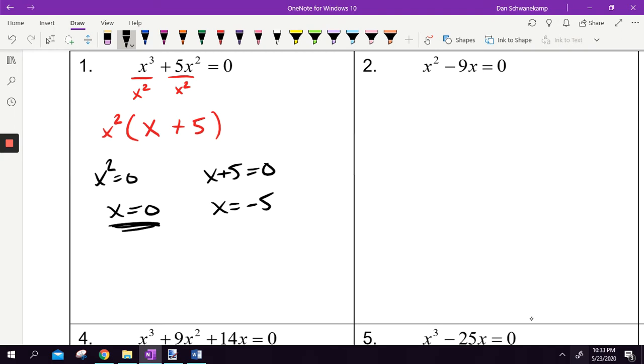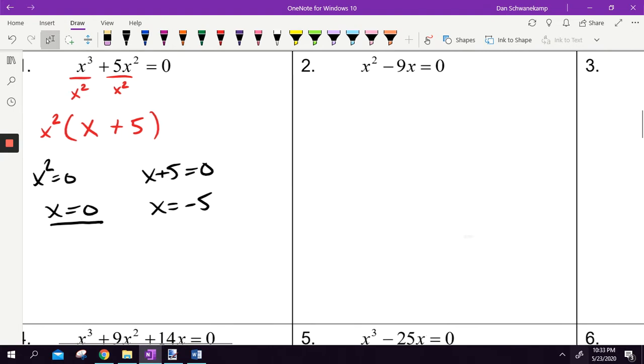Technically, this answer is happening twice. When you solve x squared equals 0, you get 0 two times. But that's why we're getting 3 answers when it's cubed. But we're good.